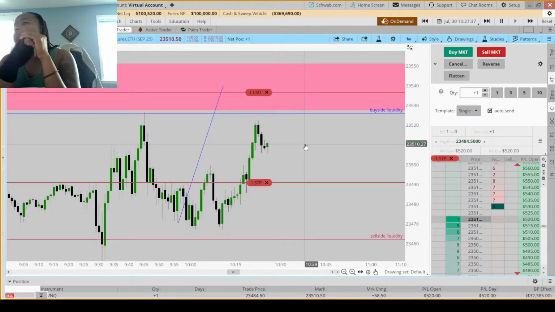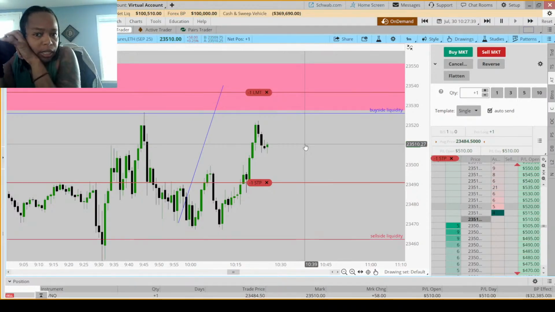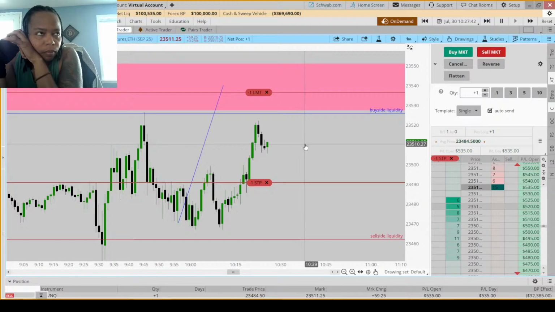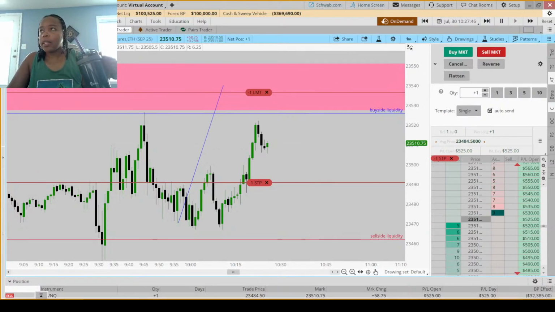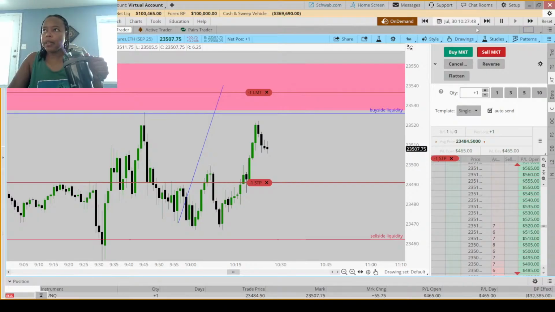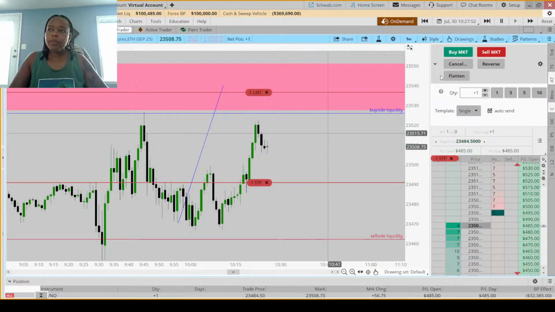So we're at 10:27. So we'll see if 10:30 gives us that juiciness. I don't know if you can tell, but you can always tell the time that we're working with here in the top right corner right there.